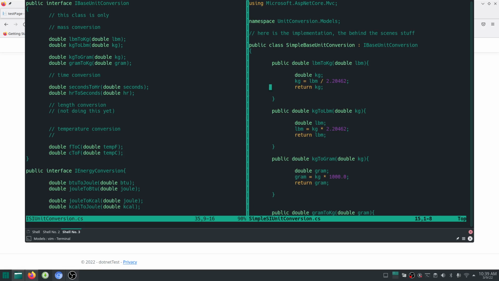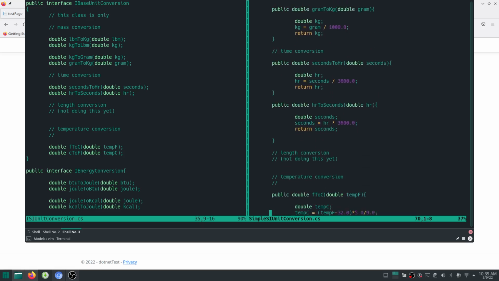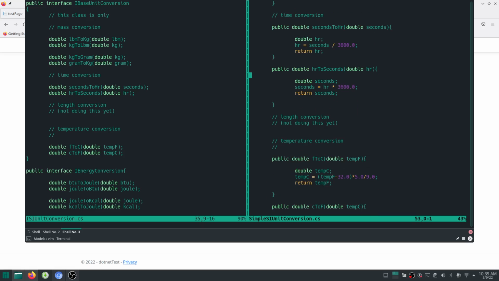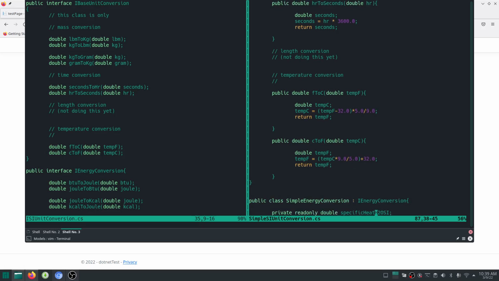How do I implement it? Here is the SimpleBaseUnitConversion. Pounds to kg, kg to pounds, it's about 2.2 pounds per kg. Kg to grams, 1000 grams is 1 kg, quite obvious. Seconds to hour, hour to seconds, you just multiply or divide by 3600 respectively. Then Fahrenheit to Celsius and Celsius to Fahrenheit. This is slightly more complicated, but nonetheless it can be put into one simple equation, which I just typed out over here. So that's what we have.